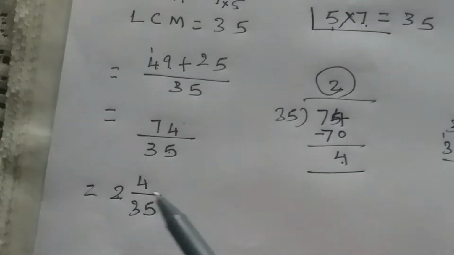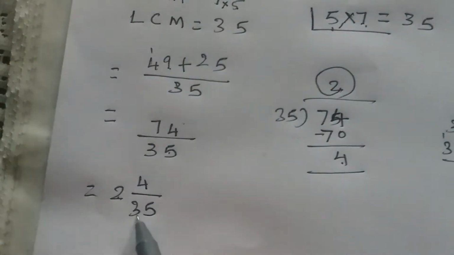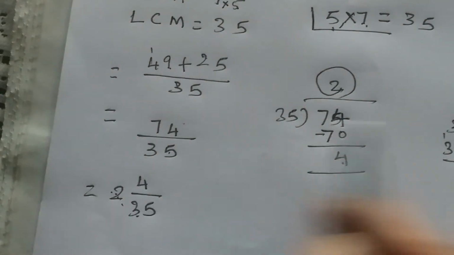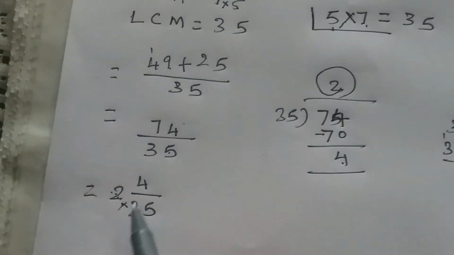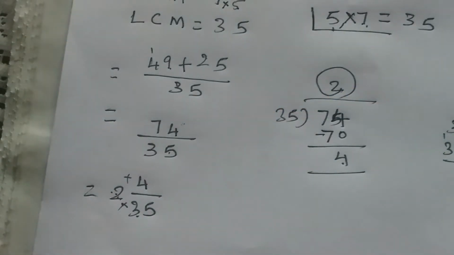Now, you can reverse this. You can check whether what we have divided is correct or wrong. How to check? Multiply 35 into 2 and add 4. This is converting a mixed number into an improper fraction. So 35 into 2, 70. And with 70, if you add 4, 74 by 35, we will get back the improper fraction. This is how we can check your division.